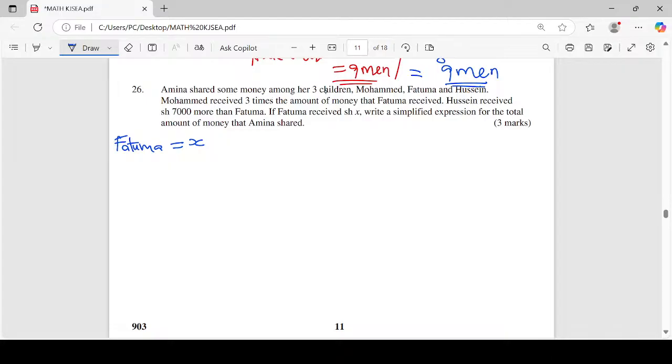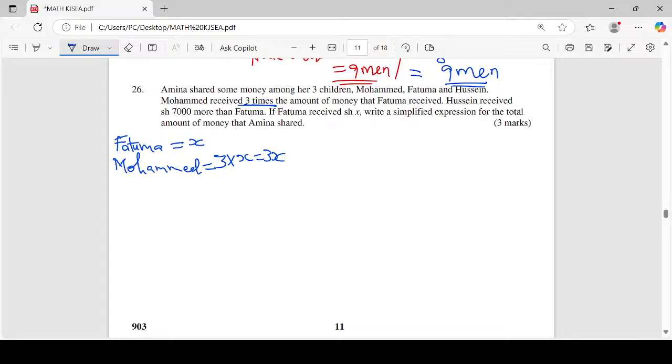Amina shared some money among her children, Mohammed, Fatuma, and Hussein. Mohammed received 3 times the amount Fatuma received. The term is 3 times, learners. So to get what Mohammed received, it is 3 times what Fatuma received, times X. So this is like saying 3x. So Mohammed received 3x.